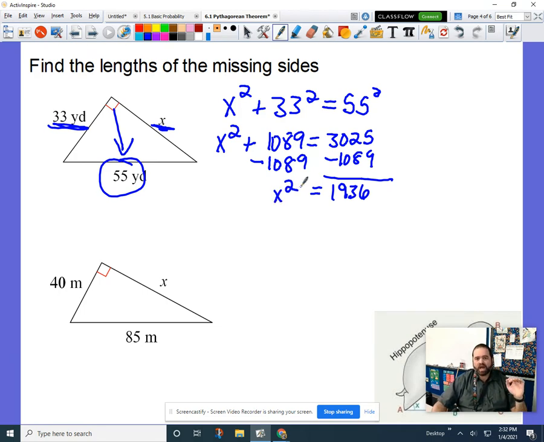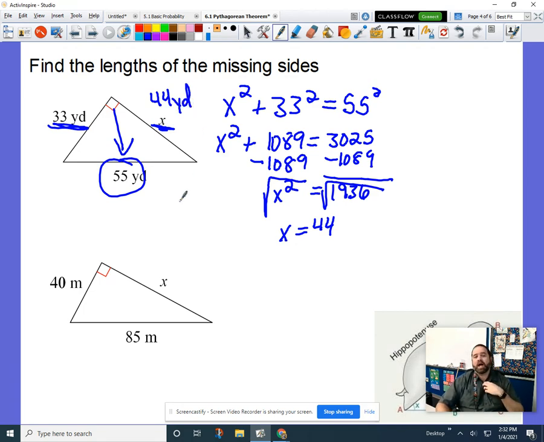Now, with most equations that you probably did in algebra, you're solving for x and you're done. This one has that one extra step because it's x squared. So what you'll need to find on your calculator is the square root button, right? A square root undoes a squared operation. So when I take the square root of x squared, that's just going to spit out the x. When I take the square root of 1,936, that's 44. So my missing side up here is 44 yards.